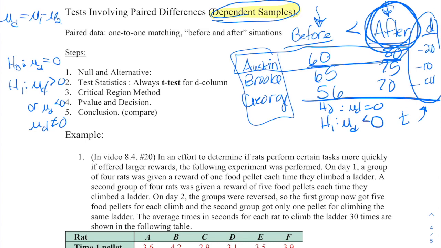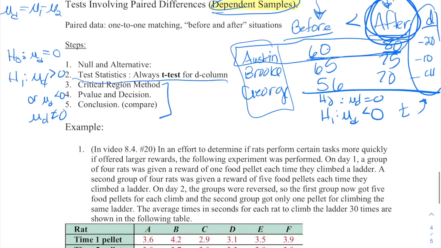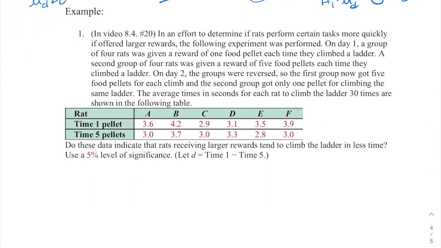Does that make sense? Okay, so then what we're going to do, and I'll show you how to do this on the calculator in the example, we'll put the data in, and we always do a t-test for column D. And then steps 3, 4, and 5, we're going to do exactly the same as we've been doing in hypothesis testing. Okay, so now go to the next video, and I'm going to show you how to do this example. I call it number 20 and 8.4.